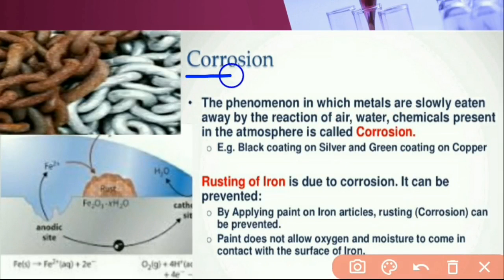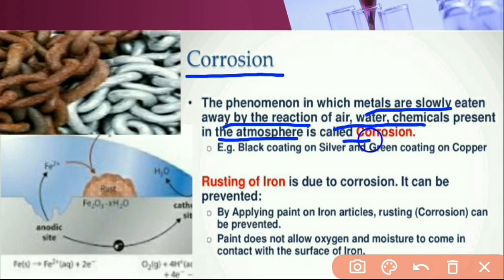Next chemical reaction is corrosion. The phenomenon in which metals are slowly eaten away by reaction with air, water and chemicals present in the atmosphere is called corrosion. For example, when silver reacts with sulfur present in the atmosphere, it forms a black coating of silver sulfide on silver. And when copper reacts with carbon dioxide and water vapor present in the atmosphere, it forms a green coating of copper carbonate and copper hydroxide on copper.